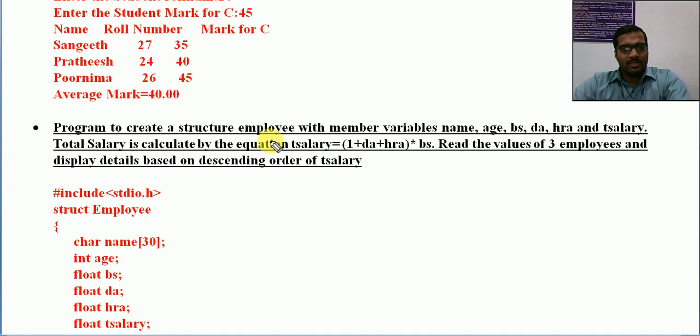So create a structure employee with member variables name, age, basic salary, DA, HRA and total salary. Total salary is calculated based on the formula. Then read the values of 3 employees and display the details. Here I have added one more condition: in descending order of total salary. We are creating a structure, that is not an issue. Then we are reading the values, that is not an issue. But while printing, we need to print in the descending order of the total salary.